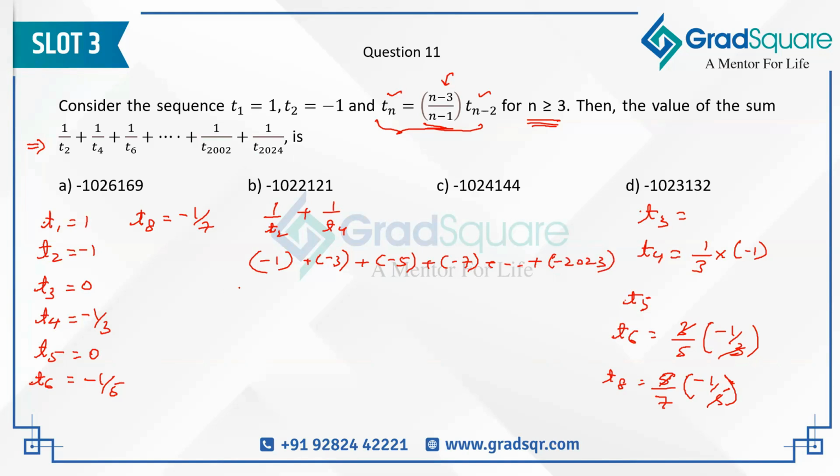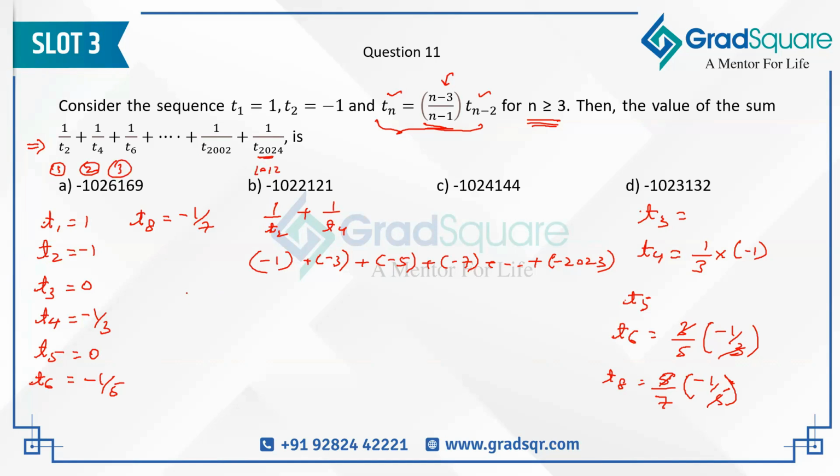Now this question boils down to adding 1, 3, 5, 7, all the way up to 2023. First thing, this is the first term of the series that you want to add. This is the second term. This is the third term, right? Now the number of terms is half of this value, so it is going to be 1012 terms, right?